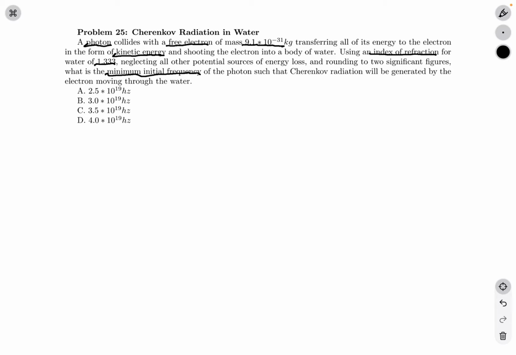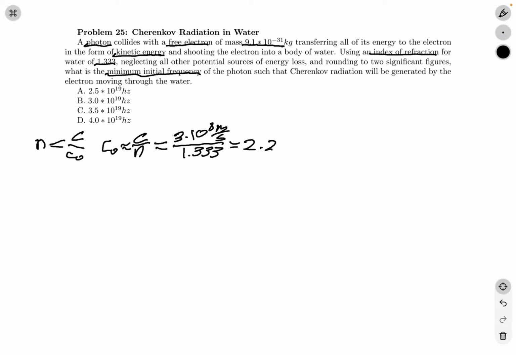So firstly, in case you didn't know, our index of refraction n is given by c over c naught. c is the actual speed of light and c naught is our local speed of light. We want to solve for c naught. This is simply c over n. We can plug everything in. The speed of light is 3 times 10 to the 8 meters per second over 1.33, and this gives us a very nice 2.25 times 10 to the 8 meters per second. So this is our local speed of light. So the speed of our electron has to be more than that for Cherenkov radiation to form.